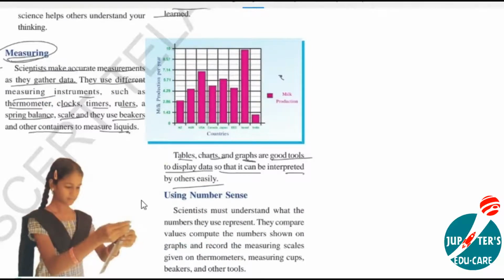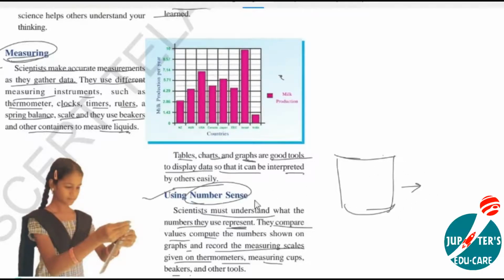Okay, so using number sense, scientists must understand what the numbers they use represent. They compare values, compute the numbers shown on graphs, and record the measuring scales given on thermometers, measuring cups, beakers, and other tools. So number sense. For example, if you see, it is a glass tumbler, right? They use number sense on this. They can use the numbers in different ways.